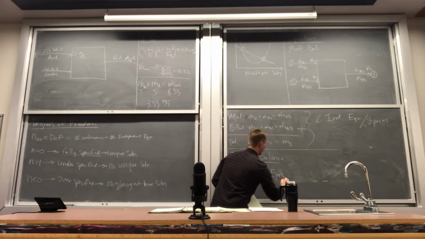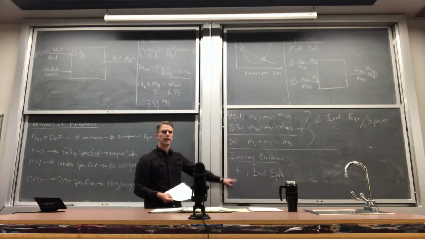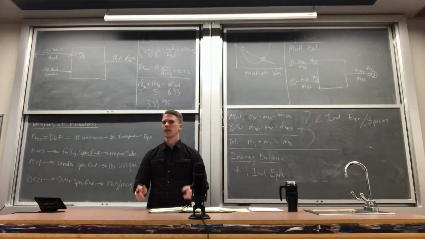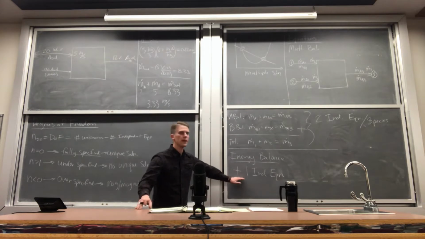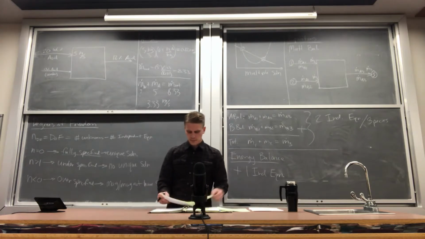When we start talking about energy balances, you will get 1 additional equation. That's because there's basically only 1 energy to worry about. There aren't multiple different types of energy that we're going to be worrying about. It's just the total amount of energy that is conserved in the process. So when we get to energy balances, that will add 1 additional equation.